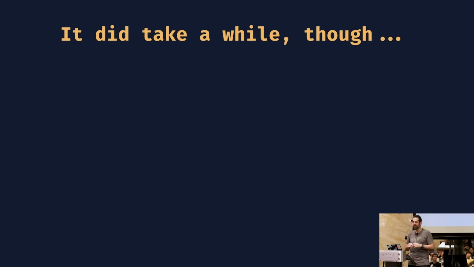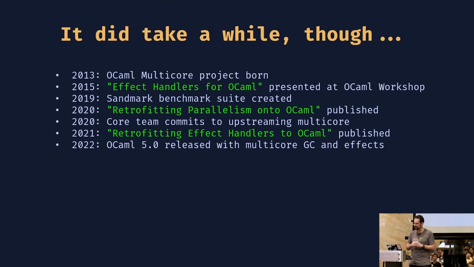It did take a really long time, though, to get to that paper and, after that paper, to get it upstreamed. This is like 9 years of work from when the original multicore project was born to when it actually got upstreamed. The green things are papers that were published there. There's a bunch of important points in time, like in 2020, after the paper was published, the core team committed to working really hard to getting that implementation actually upstreamed.